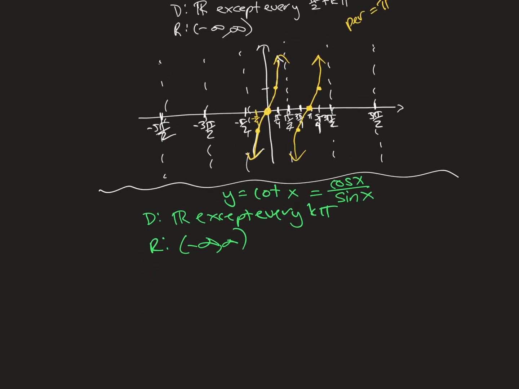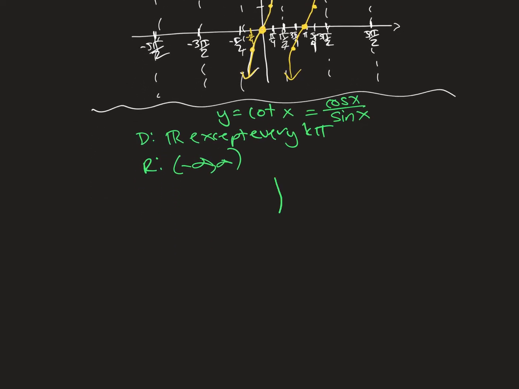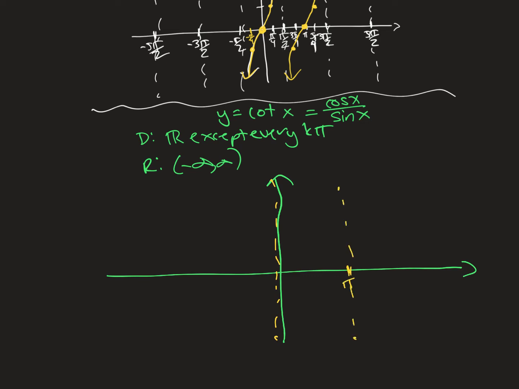All right, so let's start drawing our asymptotes here. And there's an asymptote at 0, and then there's going to be at pi, 2 pi, negative pi, negative 2 pi.